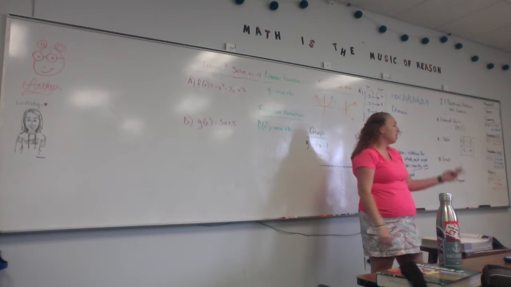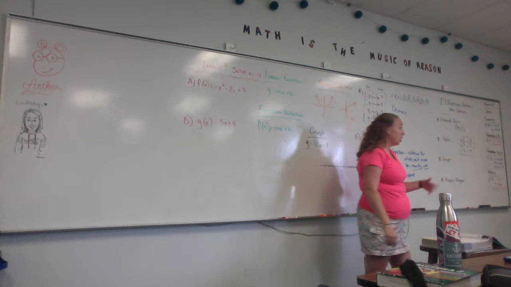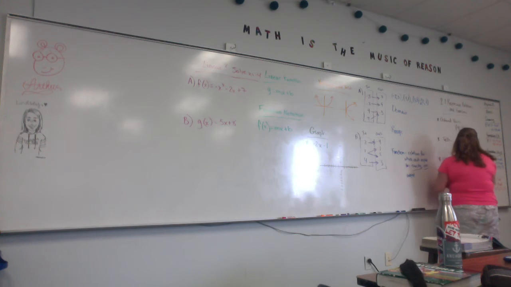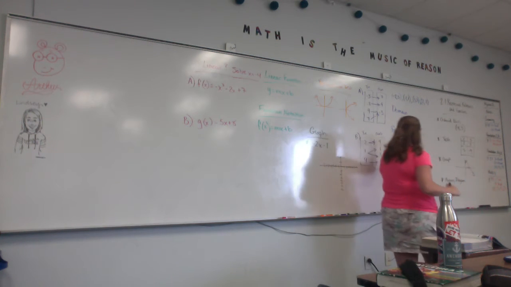What's a graph? A graph. Good. What type of functions can I graph? Linear functions. I can graph quadratic functions. I can graph all different types of things. So it'd be like here and here, and I graph this line. Okay. So I can represent it through ordered pairs, tables, through graph.